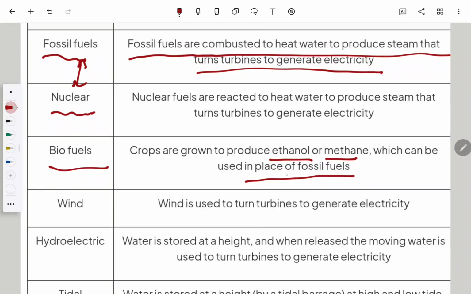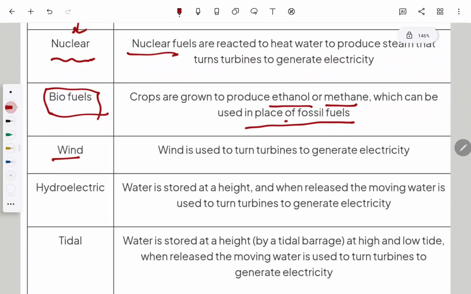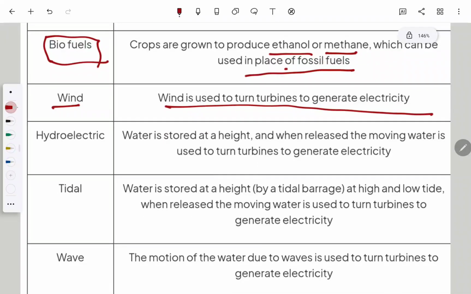So again, instead of spinning the turbines using heat from fossil fuels or nuclear fuels, you can do the healthy thing, which is using biofuels. They're renewable, they're healthy, but they're not as effective, you know? Wind is very simple. Wind is used to turn turbines to generate electricity. Wind is going to hit the turbine and the turbine is going to spin.